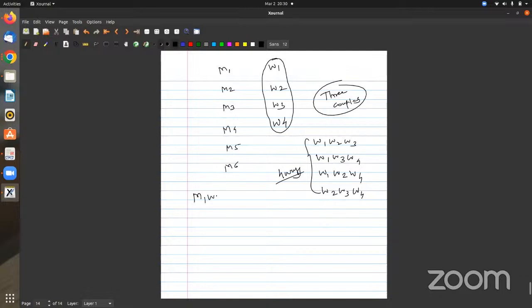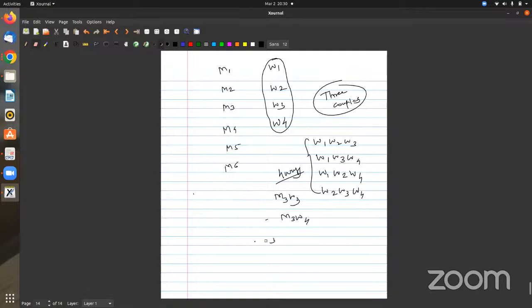It's fine. M1 W1, then you can have M1 W2. Once M1 is paired with W1, I cannot use M1 again. So it will be M2 W2, and then M3 W3. Or M1 W1, M2 W2, and M3 will go with W4. Isn't there an easier way? Shouldn't we multiply 6 times 4? Simple. But I don't think that will be the correct answer.